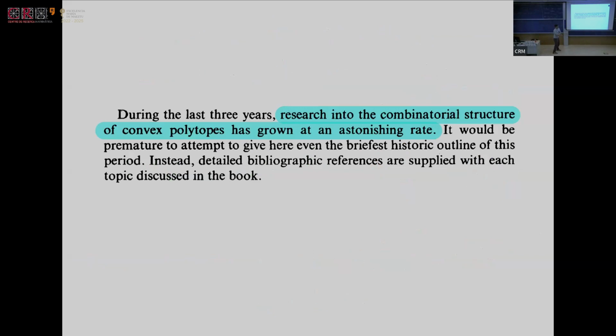He says that now research into the combinatorial study of convex polytopes has grown at an astonishing rate. And nowadays, I would dare to say it's an established field with a very active community. Then, this doesn't end the introduction: he says what he will teach you in his book, but I didn't copy that. So this ends the introduction, and let's start with the talk.